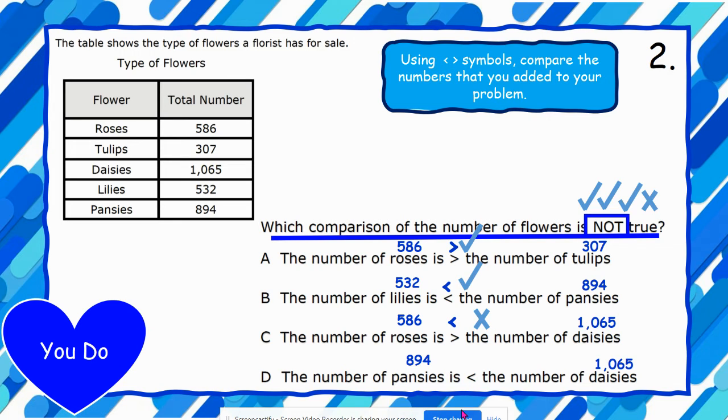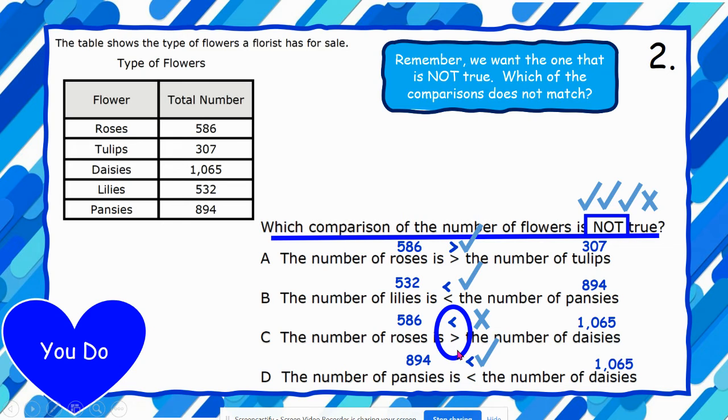Letter D, 894 is less than 1065, and those symbols are correct. So remember, we want the one that's not true. So the comparison that does not match, that is not true, is letter C. Notice those symbols don't match. The comparison we did is true, but we're doing that strategy to compare it to the answer choice. So the answer choice is not true.